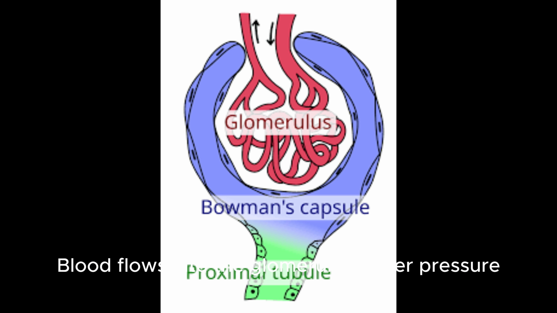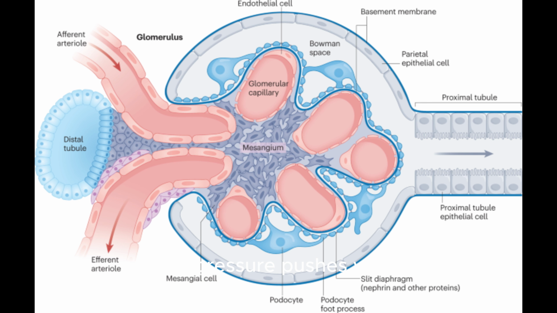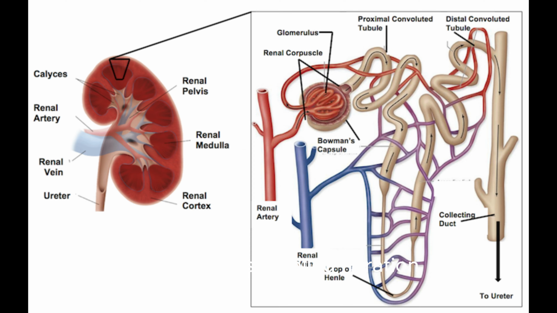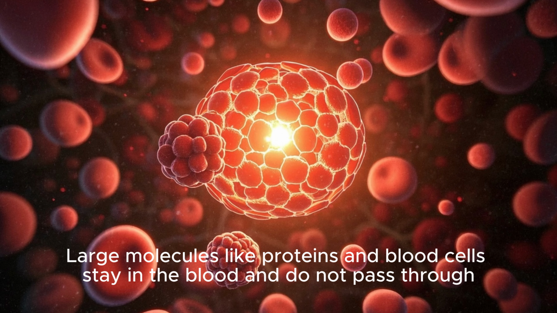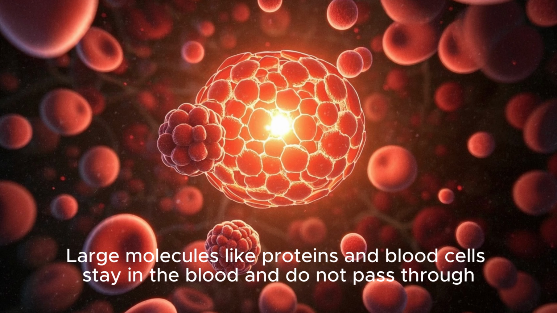Blood flows into the glomerulus under pressure. This pressure pushes water, salts, glucose, and waste products out of the blood and into a cup-shaped structure called Bowman's capsule. This process is called filtration. Large molecules like proteins and blood cells stay in the blood and do not pass through.